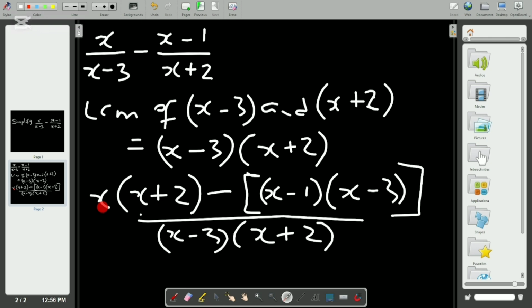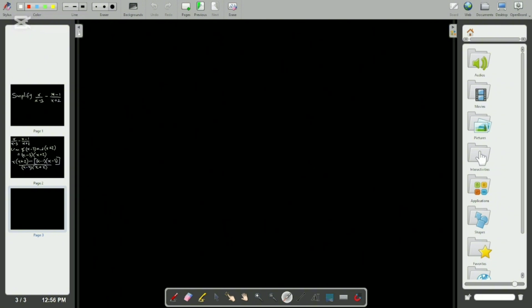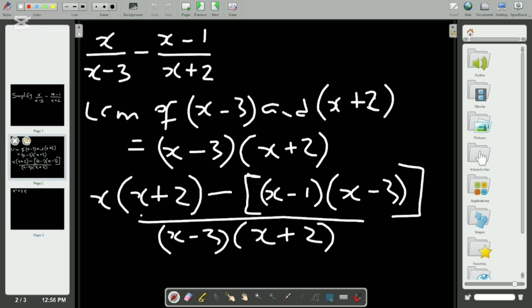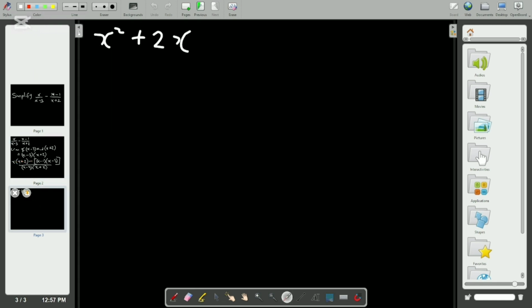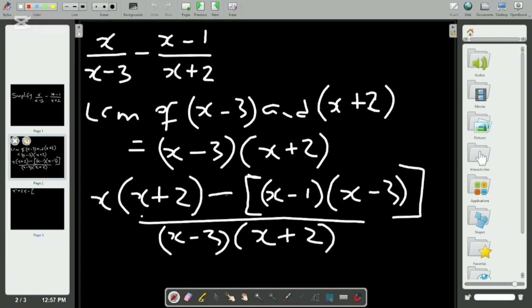So if you do this times this, it will give us x squared, and then this times this, it will give us 2x. Now going to the next page, we are going to have x squared plus 2x. That is if you expand this. And then of course this minus, let's take the minus there, minus that open bracket. So we are going to expand this one. Let us write it there.